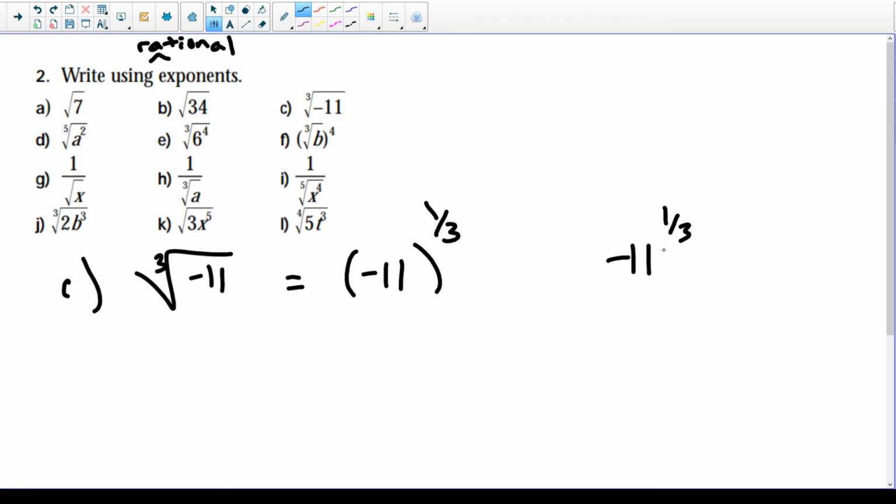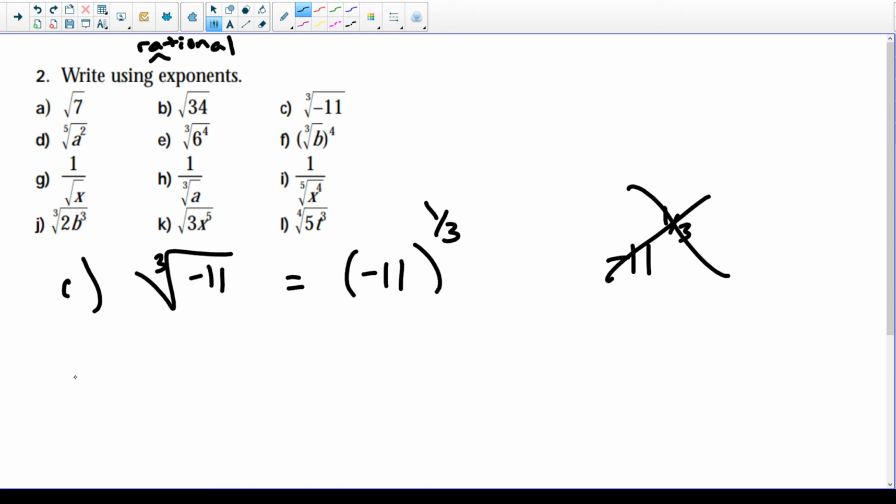Yes, but a square root. Oh, correct. You're right. If it was a square root, it wouldn't work because the square root of a negative number doesn't work. But you can square root 11 and then make the answer negative. Correct. So as long as your denominator is an odd number, both of these will give you the same answer. But it's a bad habit to start. I would suggest that you don't do that. All right.